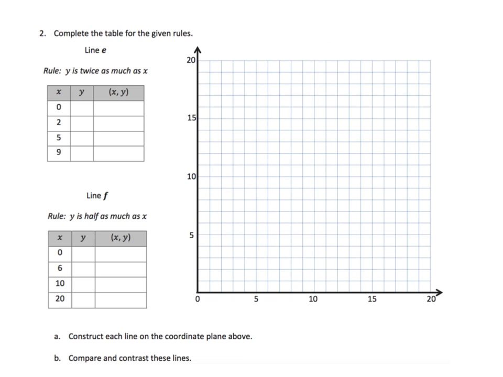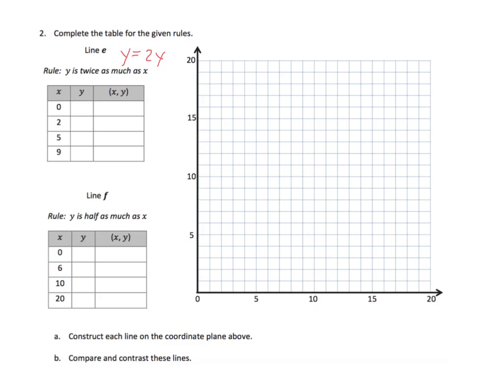For problem 2, we're going to create another set of lines based upon different rules, and these rules are multiplication. We could also look at line F as division, but let's talk about multiplication because it makes more sense in this case. All right, so we have a rule here. Rule: Y is twice as much as X. So again, I can rewrite that as Y equals 2X.